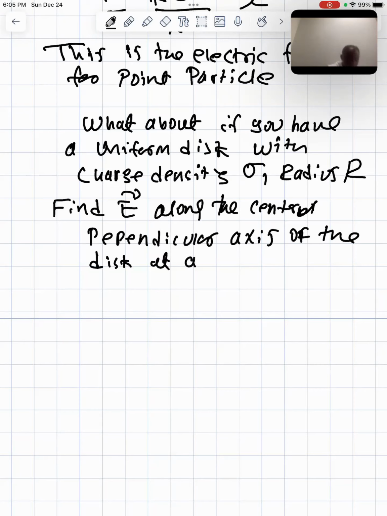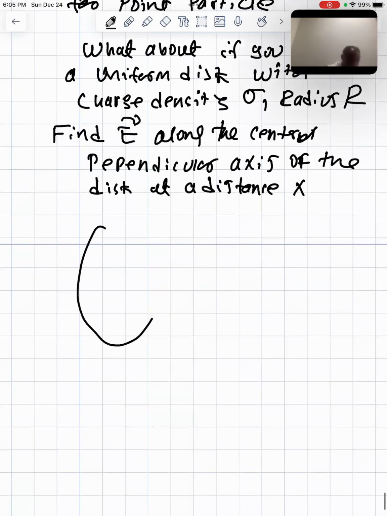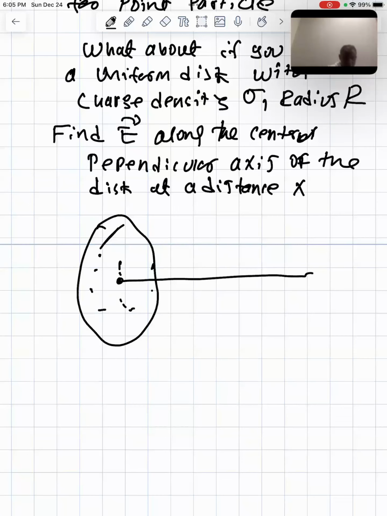At a distance x. The same problem. I have a disk like this, but in this disk the charge is uniformly distributed, so it's a little bit more difficult problem. I want to find the electric field at P, the center point. This is x. x is constant always. But my problem now is the small r. r is variable now because my charge is distributed everywhere. That's the problem. It's going to give me a headache.